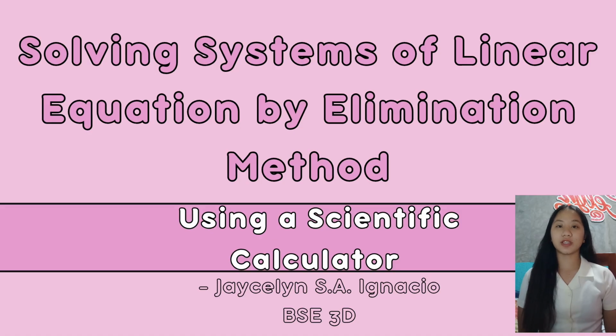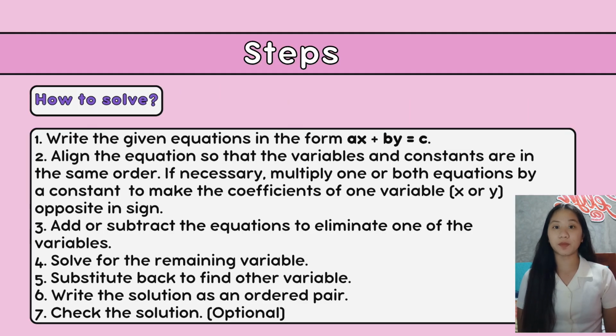Solving systems of linear equations by the elimination method using a scientific calculator. This method involves eliminating one or more variables from a system of equations to solve for the remaining variables. First, we're going to solve the equation manually, and then we're going to use the scientific calculator. But in solving systems of linear equations, we should follow the following steps.